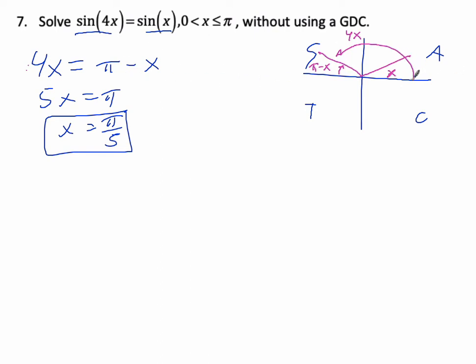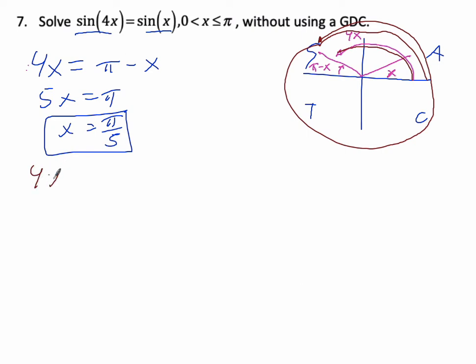But it could also be the case that the angle has gone around this much, then all the way around again, and back at this point, right? So it could be the case that you have 4x equals 3 pi minus x. And then you get 5x equals 3 pi, x equals 3 pi over 5. Okay, so you get x equals 3 pi over 5. And you can substitute that in, you get the same thing for both of them, right?